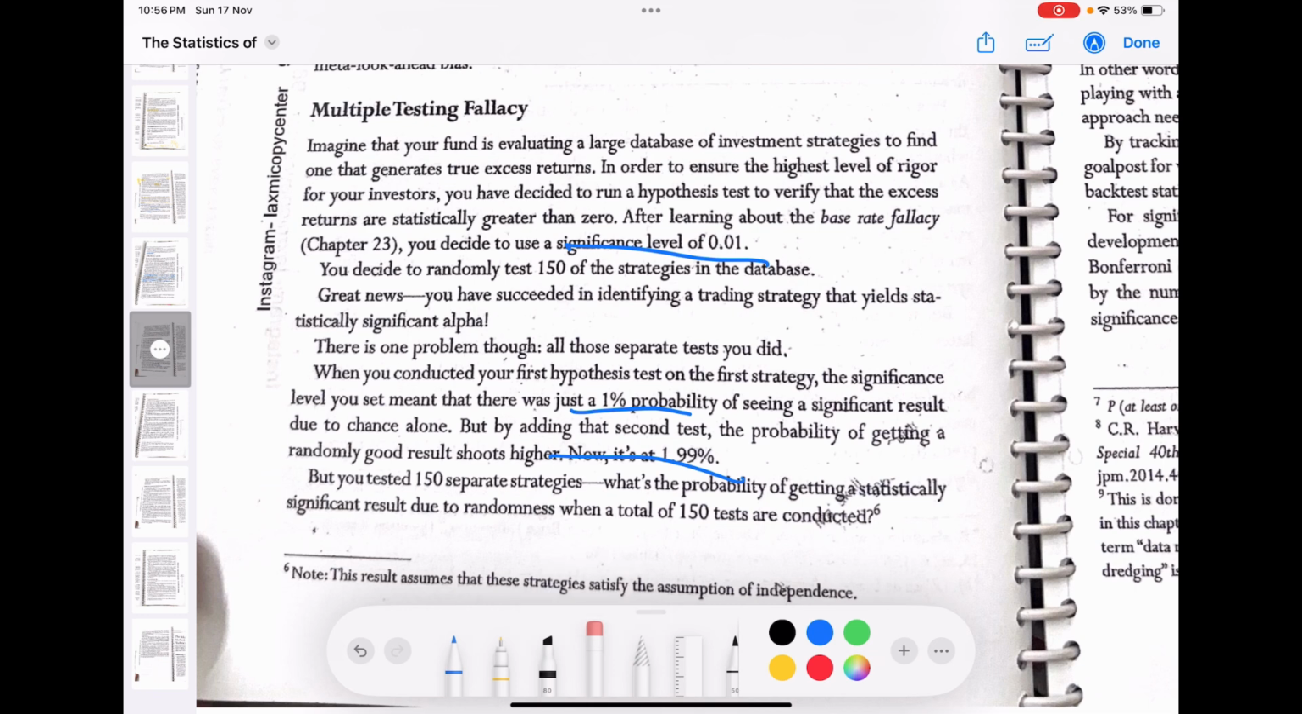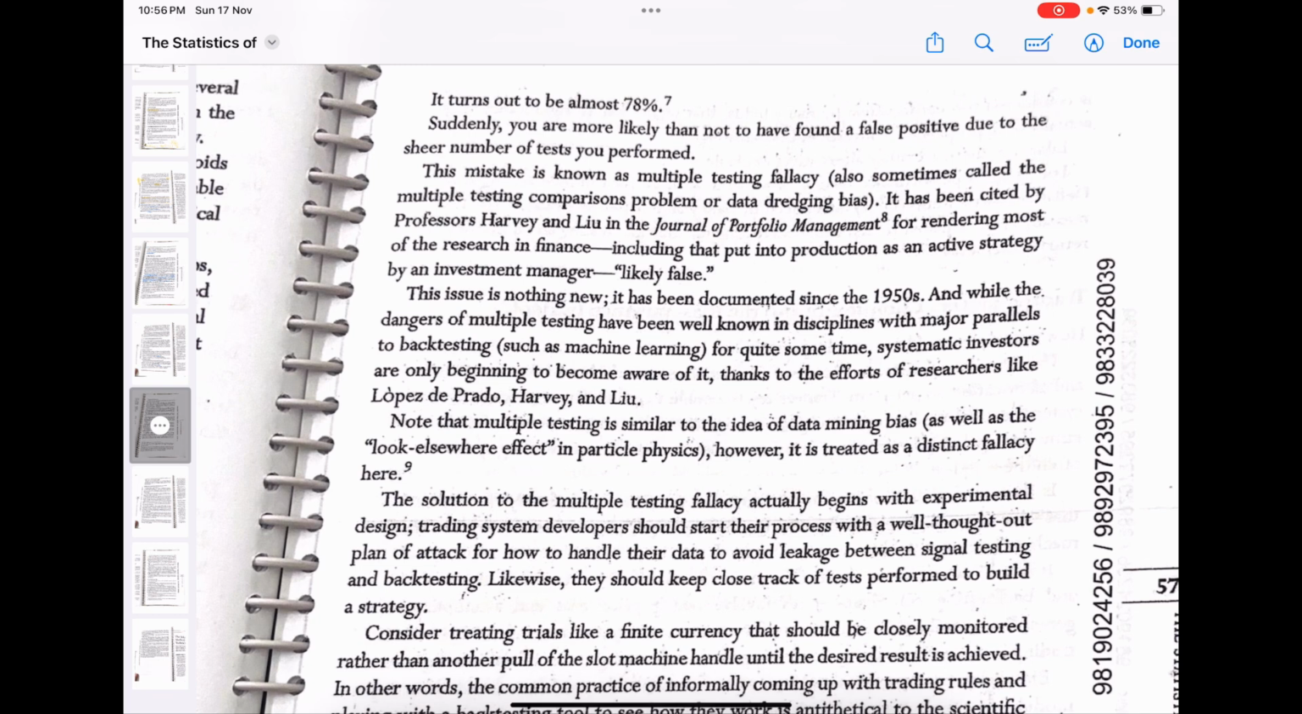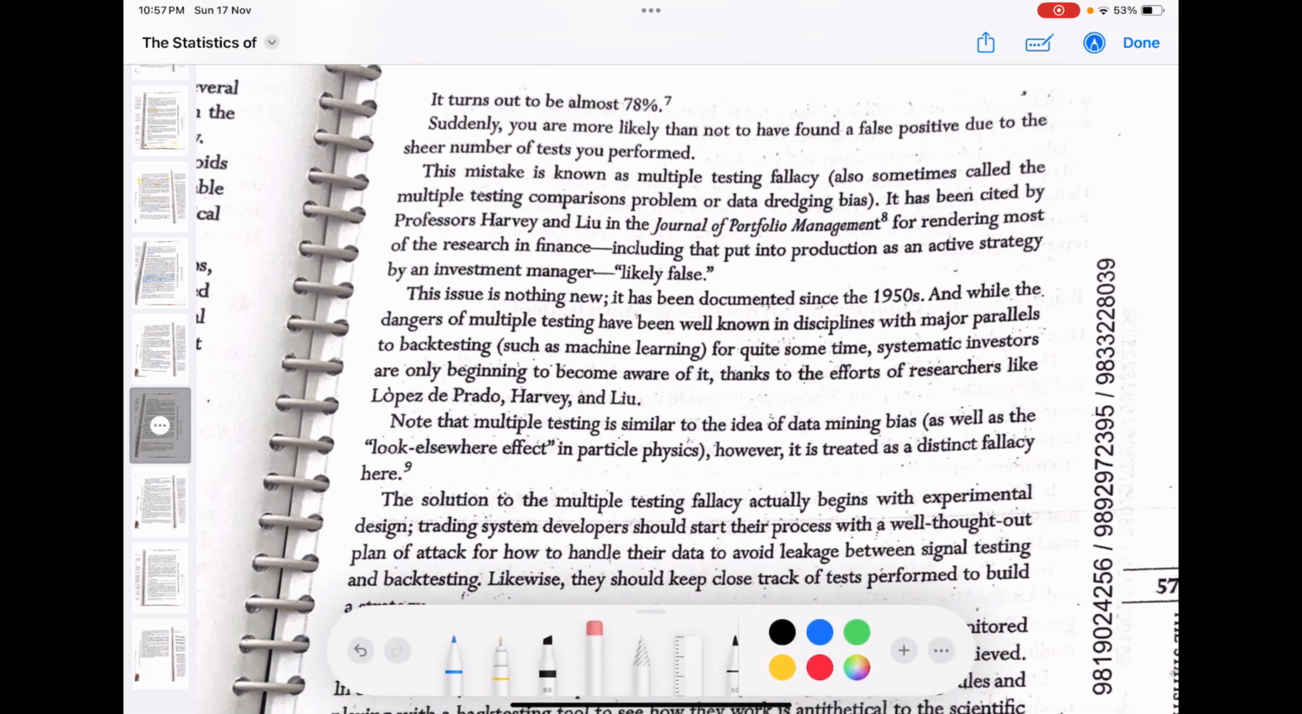What's the probability of getting a statistically significant result due to randomness when a total of 150 tests are conducted? It turns out to be about 78%. Suddenly, you are more likely than not to have found a false positive due to the sheer number of tests you performed. The mistake is known as the multiple testing fallacy, and is sometimes called the multiple testing comparisons problem or data dredging bias. It has been cited by professors as a reason many published findings are likely false, including the putting into production of an active strategy by an investment manager, likely false.